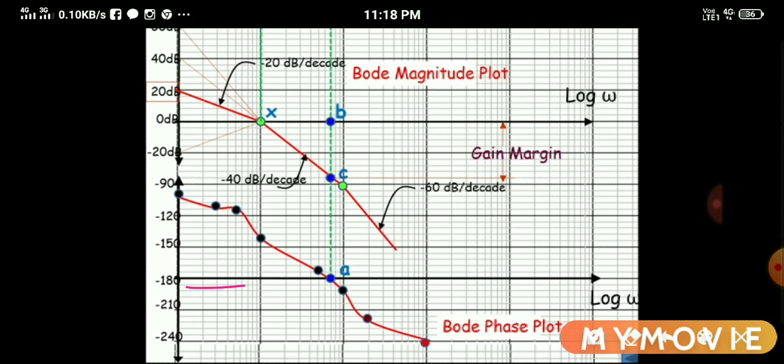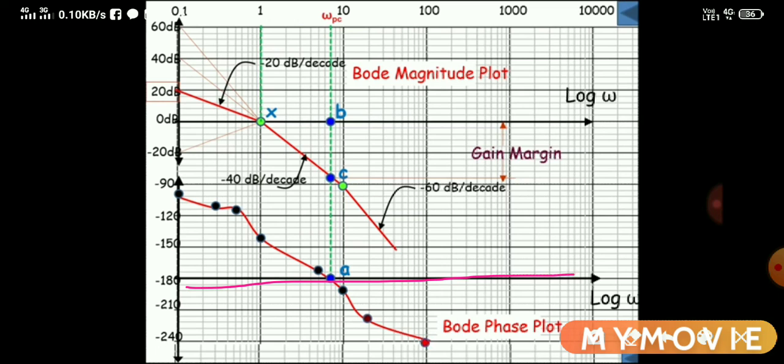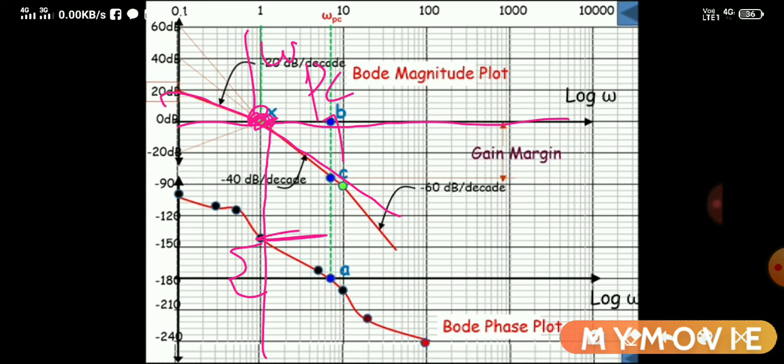So we have drawn the magnitude plot and the phase angle plot. Now you can see that the phase angle plot is intersecting the 180 reference line. At this intersecting point, take a straight line upward, which gives you omega pc, that is the phase crossover frequency. Then this BC, points B and C, will give you the gain margin.